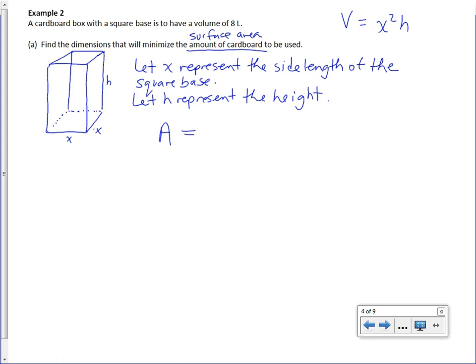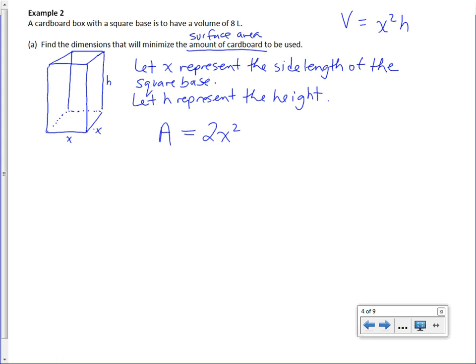So when you think of a box, how many faces, to use the proper term, does a box have? 6, right? Top, bottom, front, back, left side, right side, if you have a box in front of you. Let's start with the top and the bottom, which in this case are specifically squares. How many of those are there? 2 of them. So does everyone agree that 2x squared is the area of the top and the bottom?